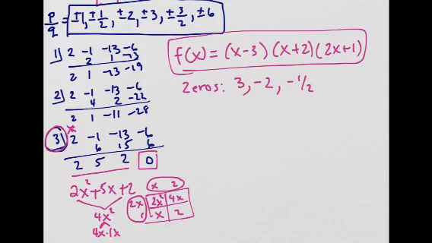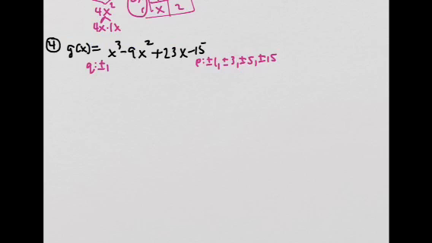Now for those of you who have trouble making a connection from 2x plus 1 to negative 1/2, all you have to do is set this equal to 0 and solve for x. So subtract the 1, divide by 2, and that gives you the negative 1/2. So here is the set of zeros, and that's it.